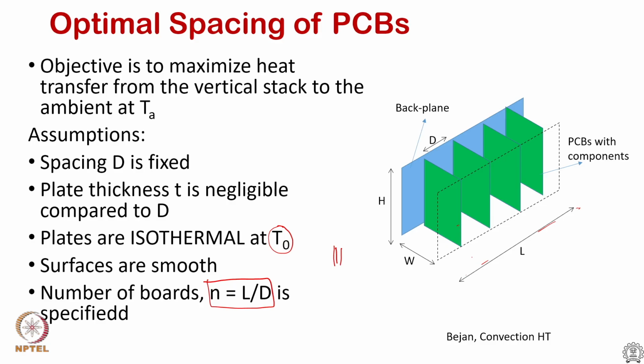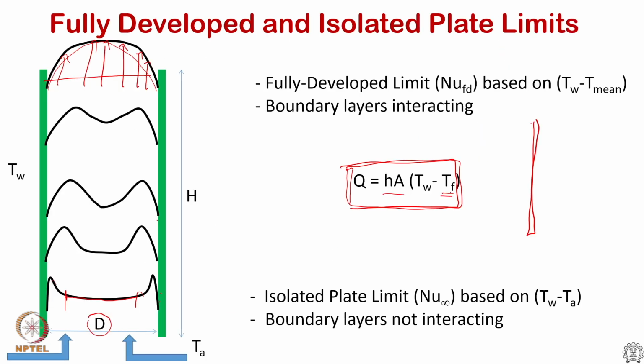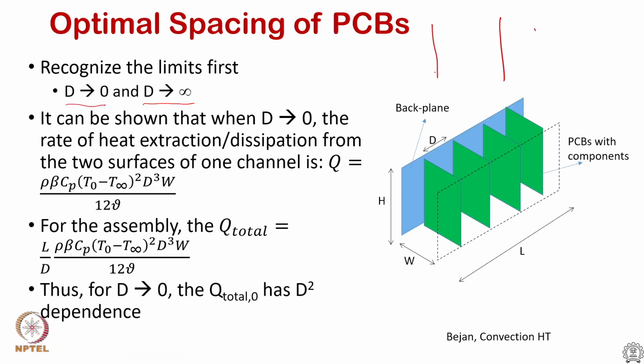On the other limit, where the plates are placed close to each other, you will see the fully developed flow. The fully developed flow will start right from the beginning. So, that is the second limit, the D tending to 0 limit.